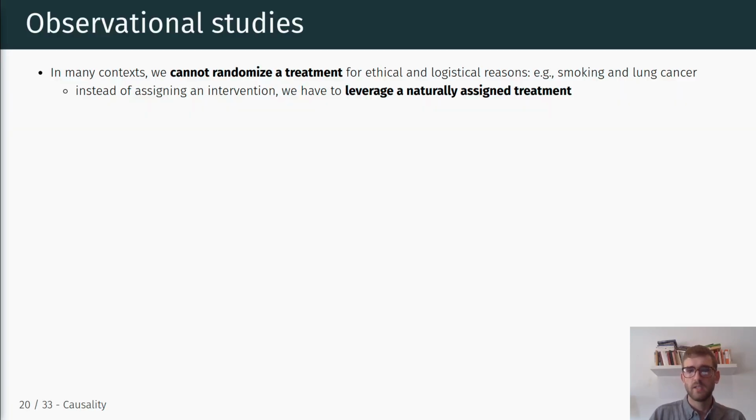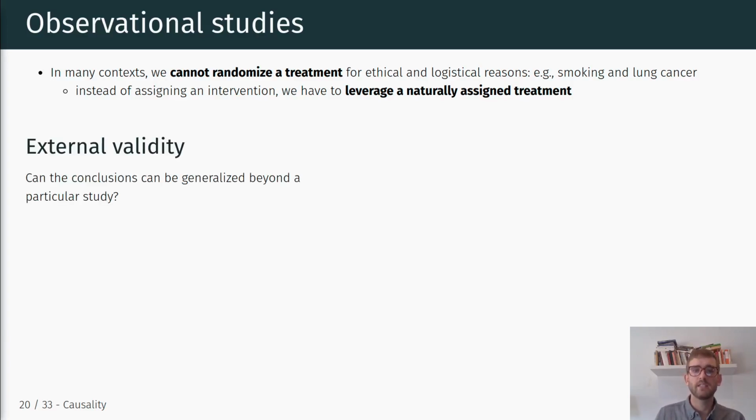Okay, so observational studies, as I said, in many contexts, we cannot randomize a treatment either for ethical or logistical reasons. So one example you could think of that is straightforward is, if we want to examine the effect of smoking on lung cancer. Because we wouldn't want to randomly assign people to smoking a pack of cigarettes a day. So in cases like these, instead of assigning an intervention, we have to leverage a naturally assigned treatment.